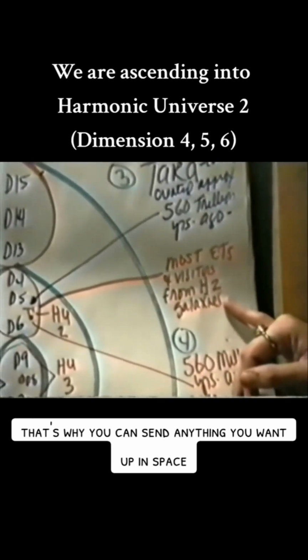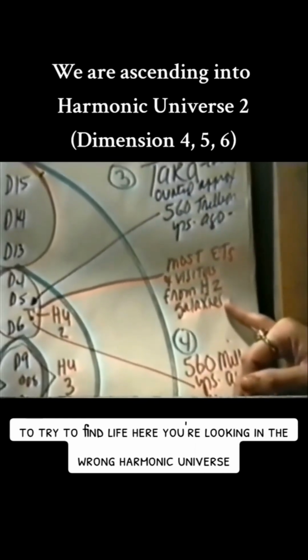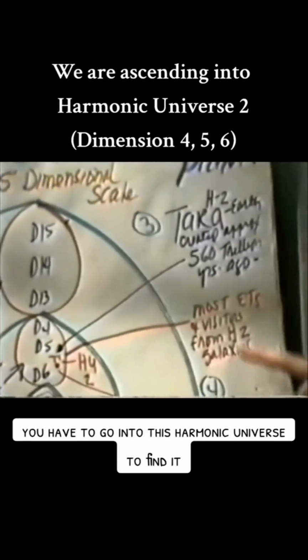That's why you can send anything you want up in space to try to find life here. You're looking in the wrong harmonic universe, so you probably won't find it. You have to go into this harmonic universe to find it.